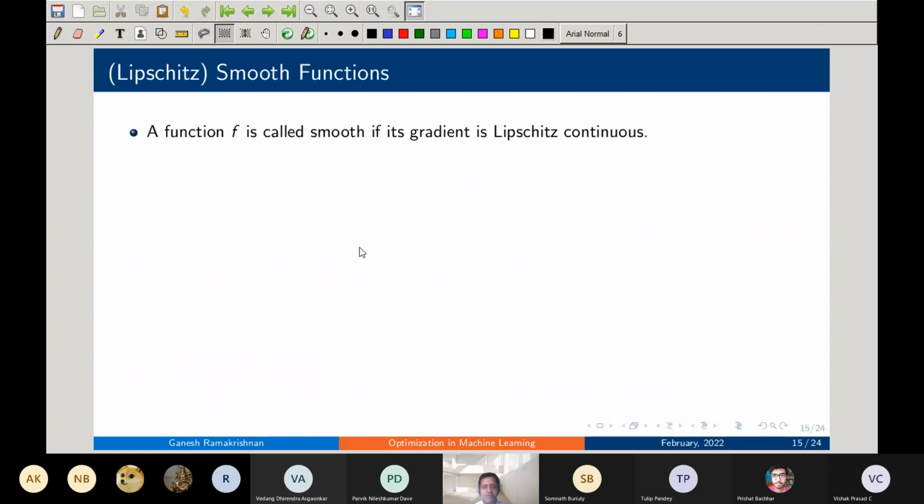So we'll see some examples. There's a notion of a Lipschitz smooth function as well. Instead of talking about the function, now we talk about the vector valued function, which is the gradient. A function f is called smooth if its gradient is Lipschitz continuous. Basically, we are saying that there's a limit on the rate of change of the gradient: the norm of the gradient of f of x minus the gradient of f of y is less than or equal to L times the norm of x minus y.